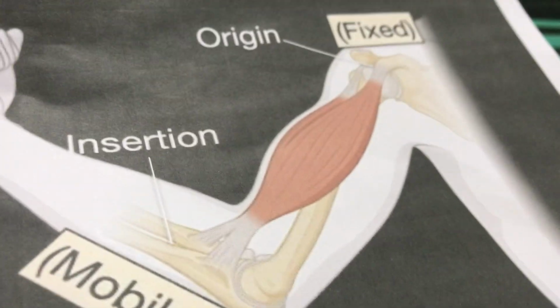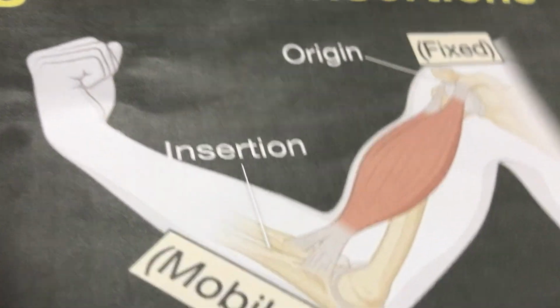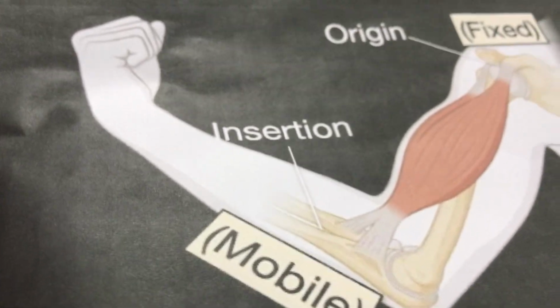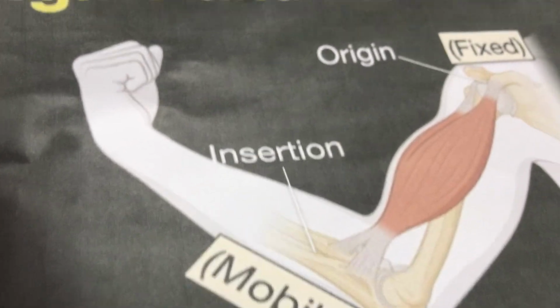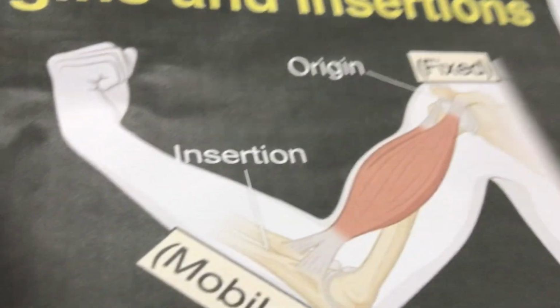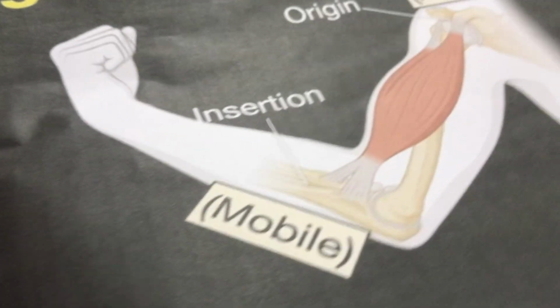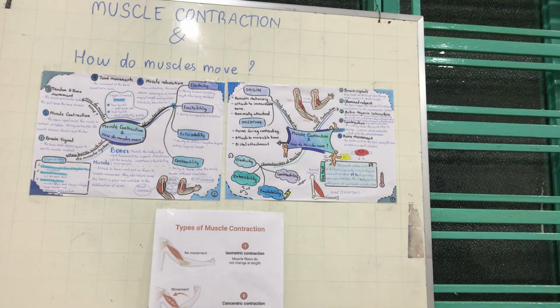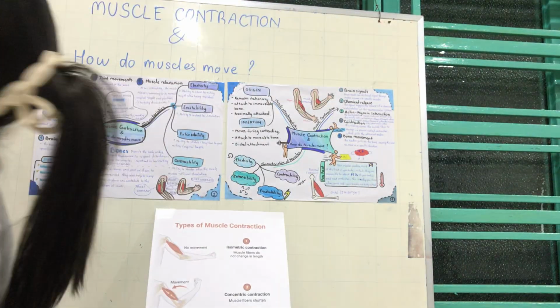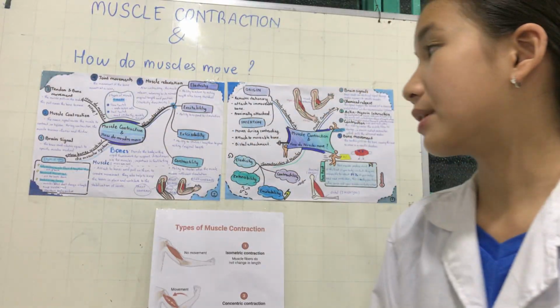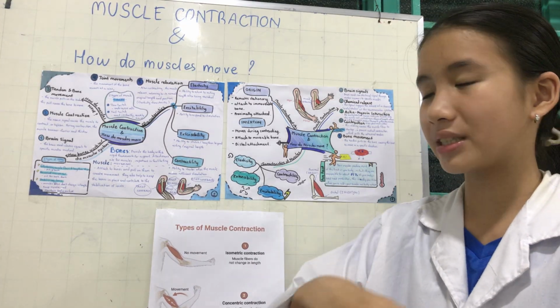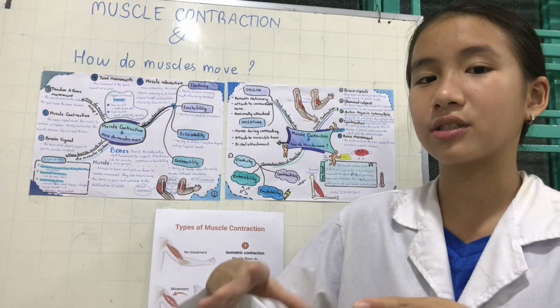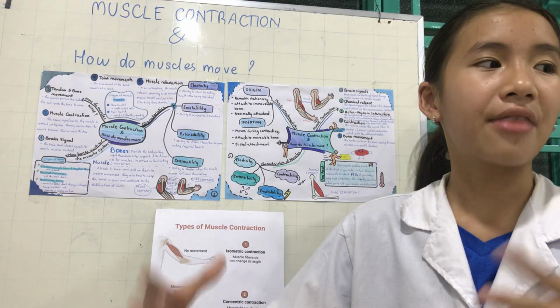There's also extensibility, which is the ability to stretch, lengthen beyond resting or original length, so the opposite of elasticity. And there's also contractility, the ability to shorten when the muscle receives sufficient stimulation. So those are the characteristics of muscle fibers. Next is, how do muscles move? This is the main part. We're going to talk about how muscles move, work with bones, and things like that.